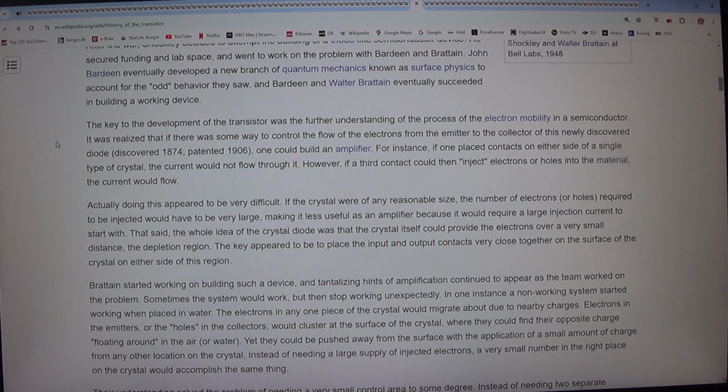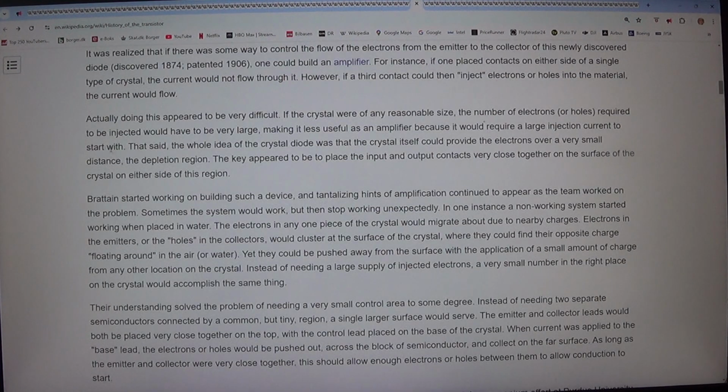For instance, if one placed contacts on either side of a single type of crystal, the current would not flow through it. However, if a third contact could then inject electrons or holes into the material, the current would flow. Actually doing this appeared to be very difficult.